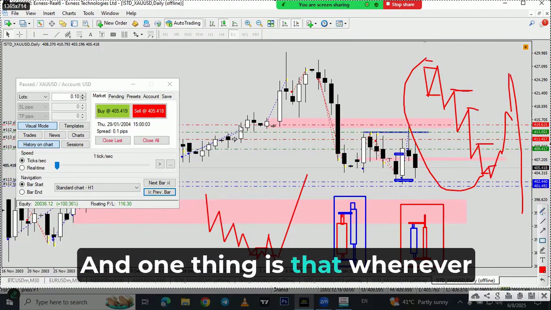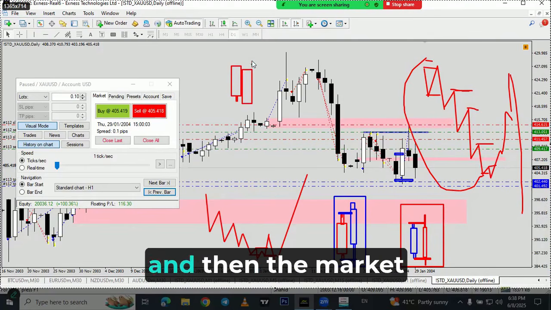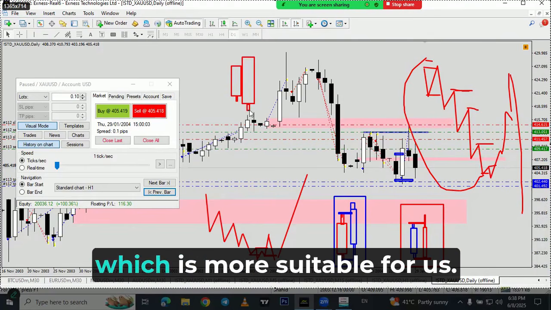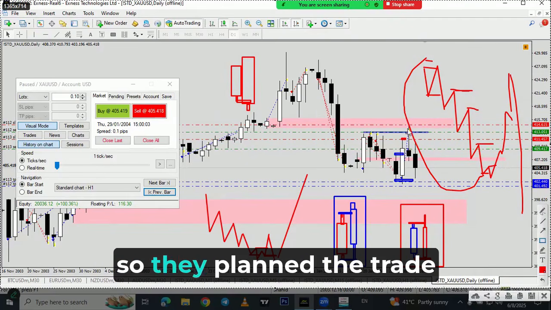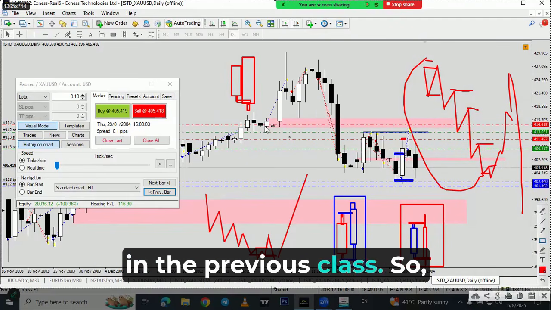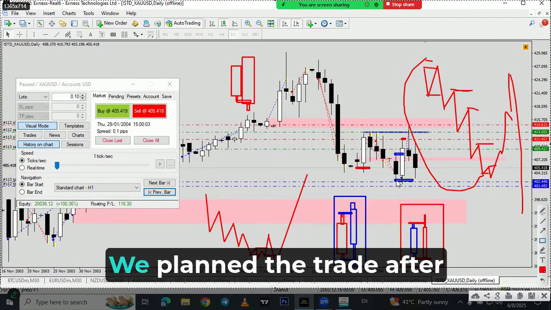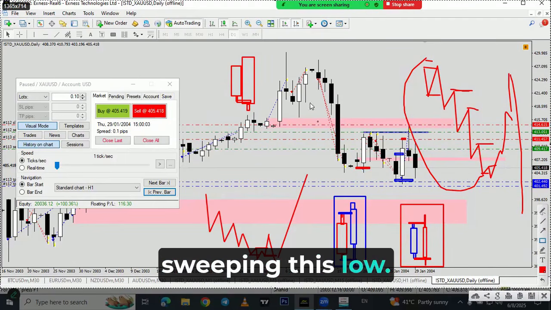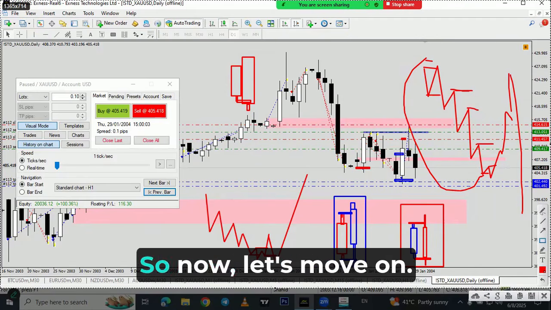And one thing is that whenever we open a trade, we try to sweep the low of this candle and then the market becomes bullish, which is more suitable for us. Like here, we sweep this low. So they planned the trade in the previous class. So as you see here, we planned the trade after sweeping this low. You must keep this in mind. Take a screenshot and save it. All right. So now let's move on.